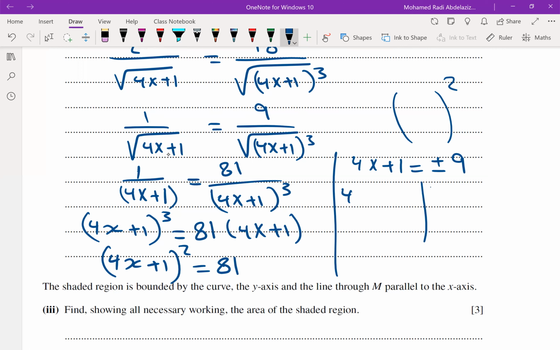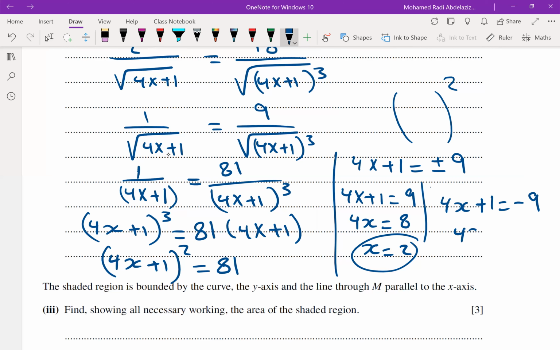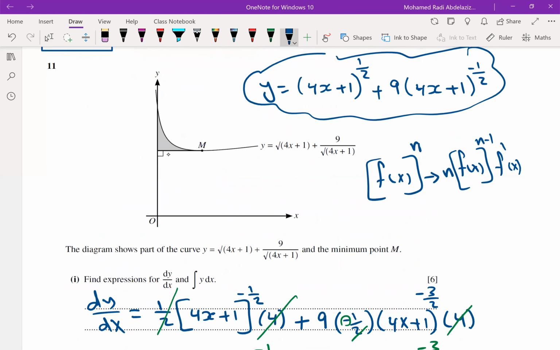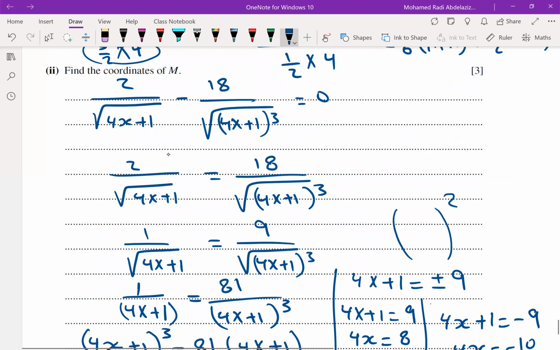4x plus 1 is equal to 9, so 4x is equal to 8, then x is equal to 2. If you use the second one, negative, 4x plus 1 is equal to -9, you will get 4x is equal to -10, so x is equal to -2.5, but this value is rejected. If you look at the curve, it's written here x is on the positive side. This is why I would use only x equal to 2.